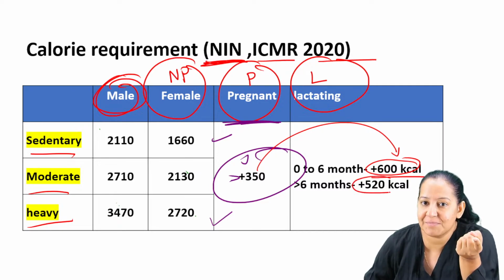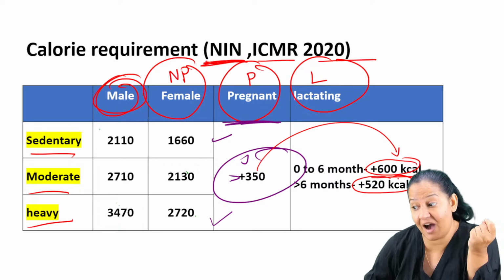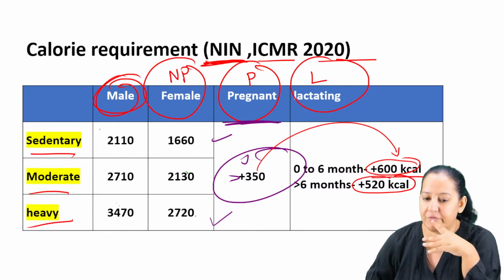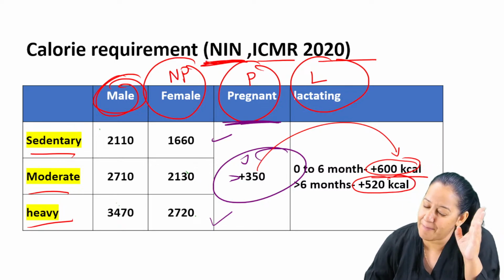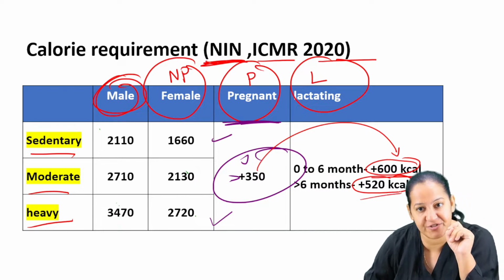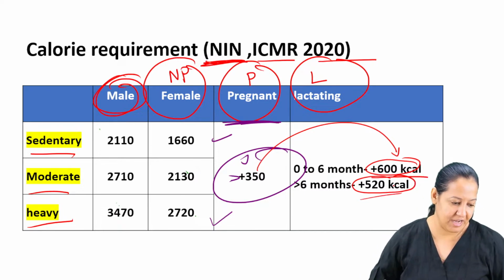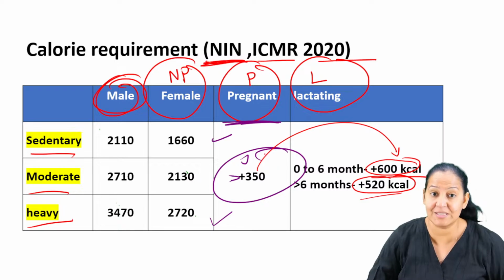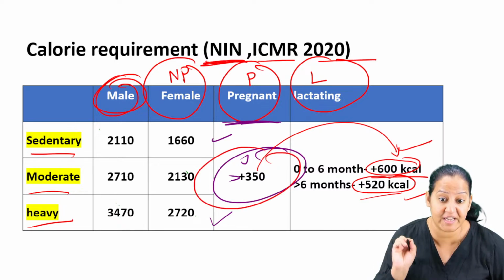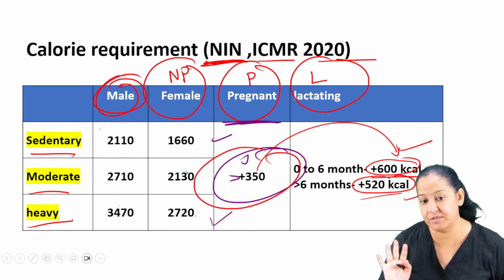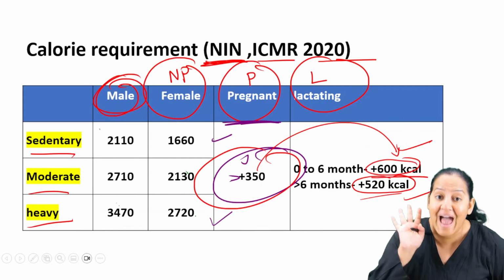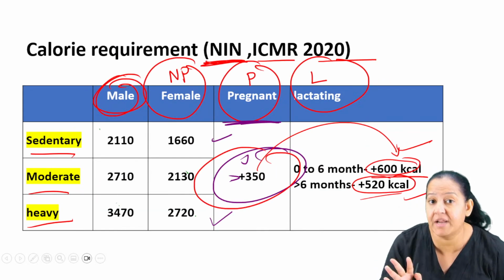Later on, after 6 months, we start weaning in the baby. So we are giving extra food to the baby apart from the breastfeed. So breastfeeding requirement is little bit less. So that's why here additional 520 is there. So please learn that. I hope you got it. You get many questions on this 350, 600 and 520. These are all your ABCD options. Don't get confused.